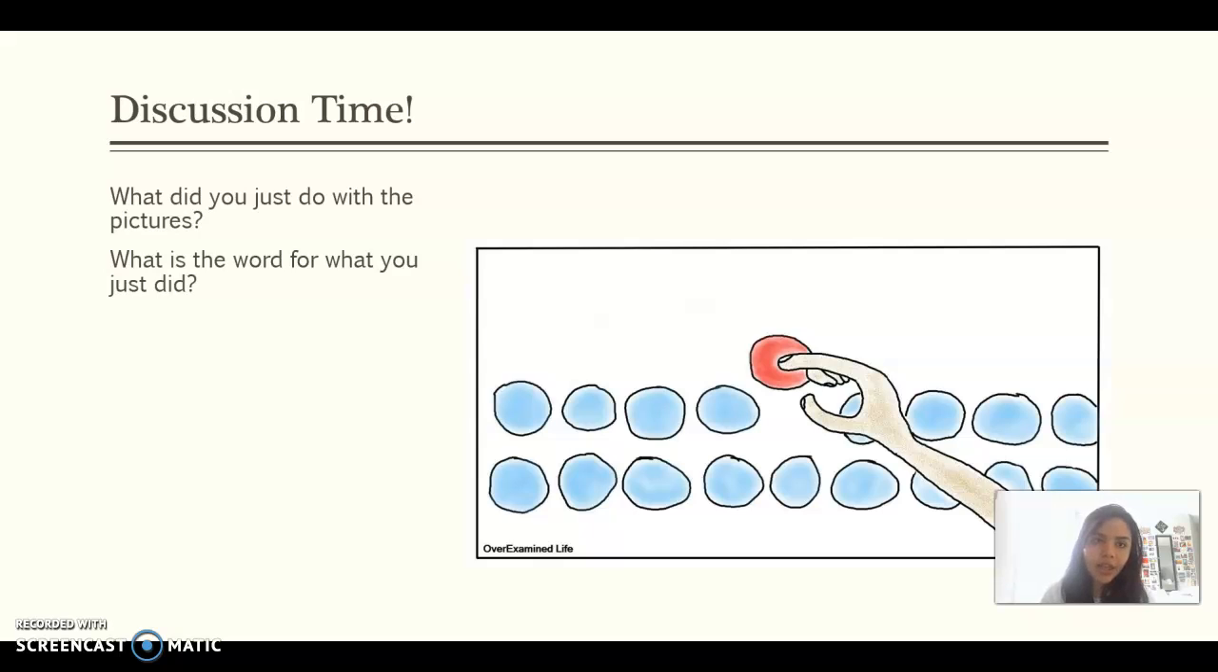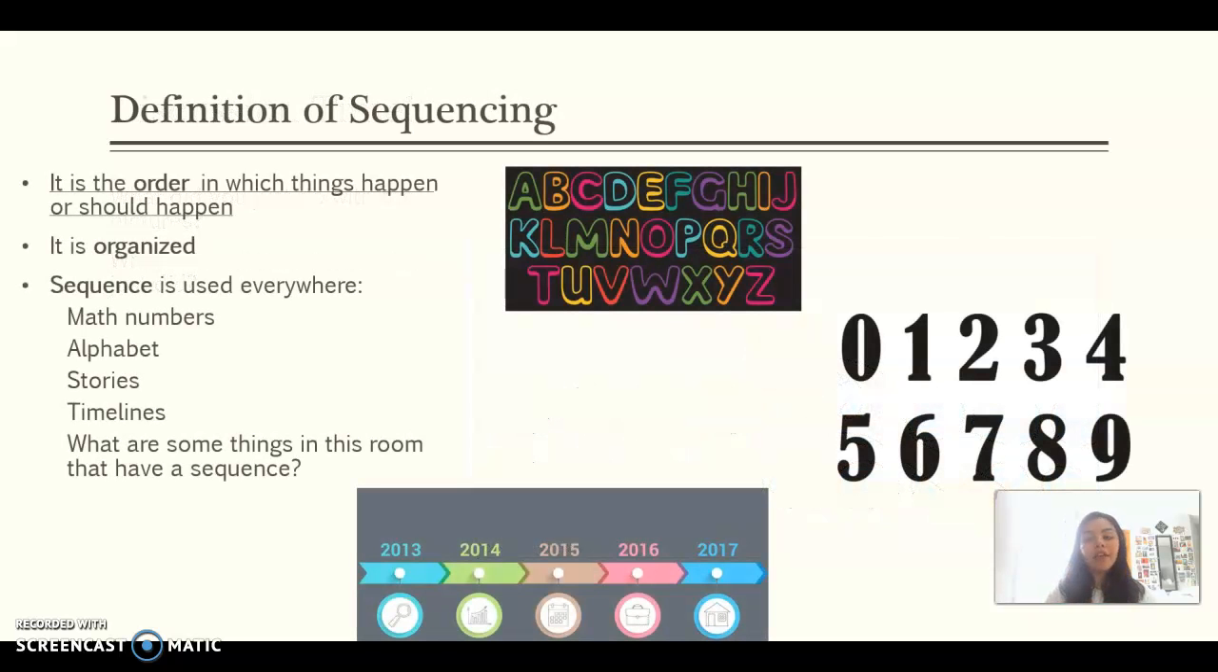And then I'd ask them, what did you guys just do? What is the word for it? And they most likely won't know. That would be when I would give them the definition of sequence. I would tell them what you just did is you put these pictures in order, or you did a sequence. The definition of sequencing is the order in which things happen or should happen. It is organized.